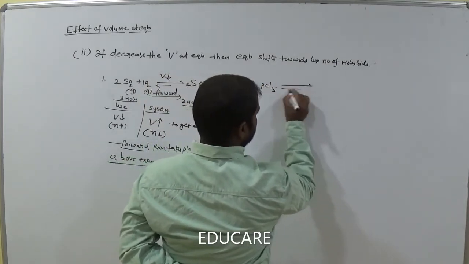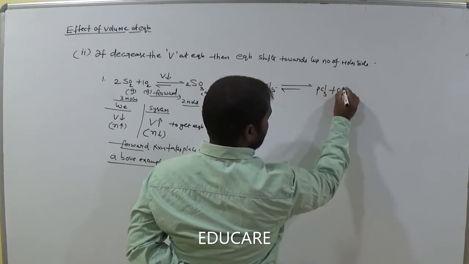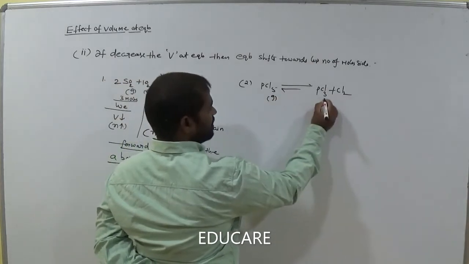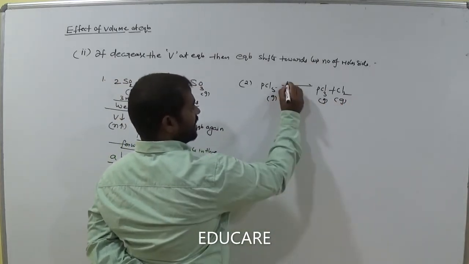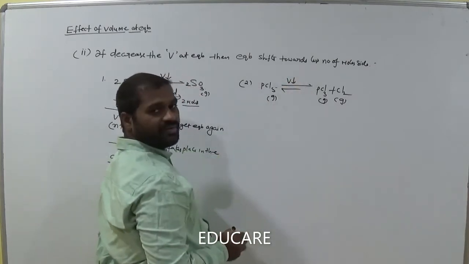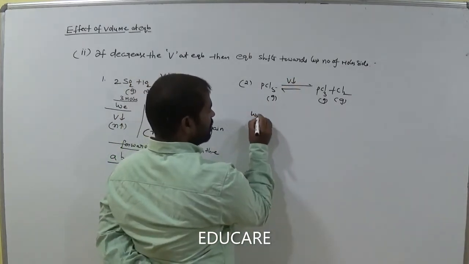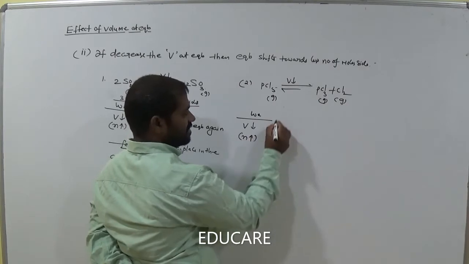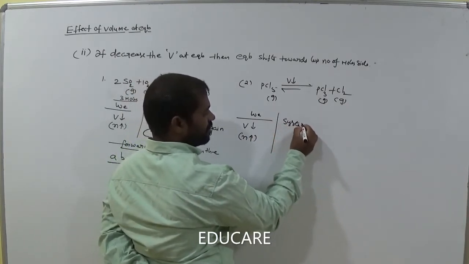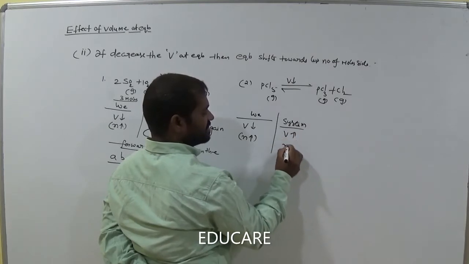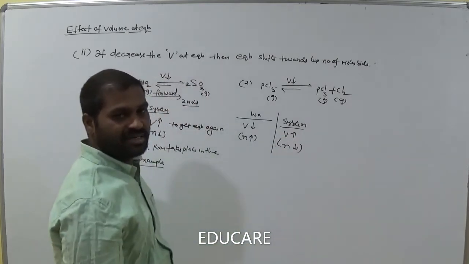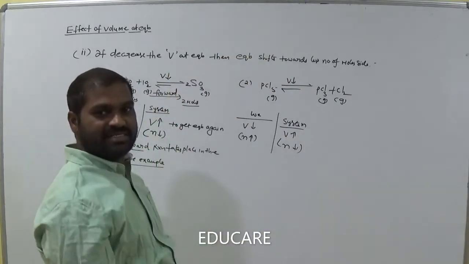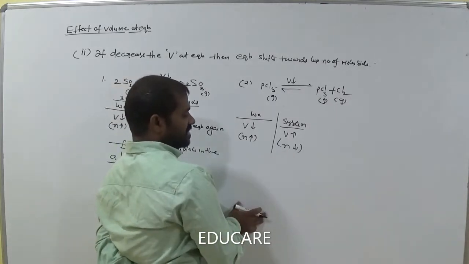PCl5 is reversible to PCl3 plus Cl2. So now at this equilibrium condition we decrease the volume. Am I right? We decrease the volume means number of moles is high. Now the system tries to increase the volume, that means number of moles decreases. If volume increases, number of moles decreases. If volume is less, number of moles increases.